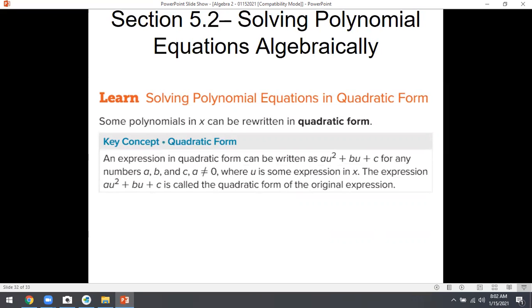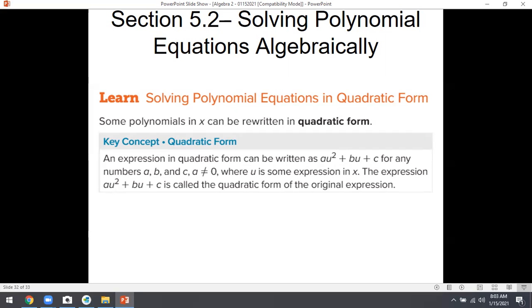Okay, so here's the last thing. Something's called a quadratic form. I'll kind of try to put it on the board for you here. Here's a definition for you. Quadratic form. This is a polynomial that can somehow be written in the form a times something squared. I'm going to use u. I'm not going to use x. So you could use x, it doesn't matter, but I'm going to use u. a u squared plus b u plus c.